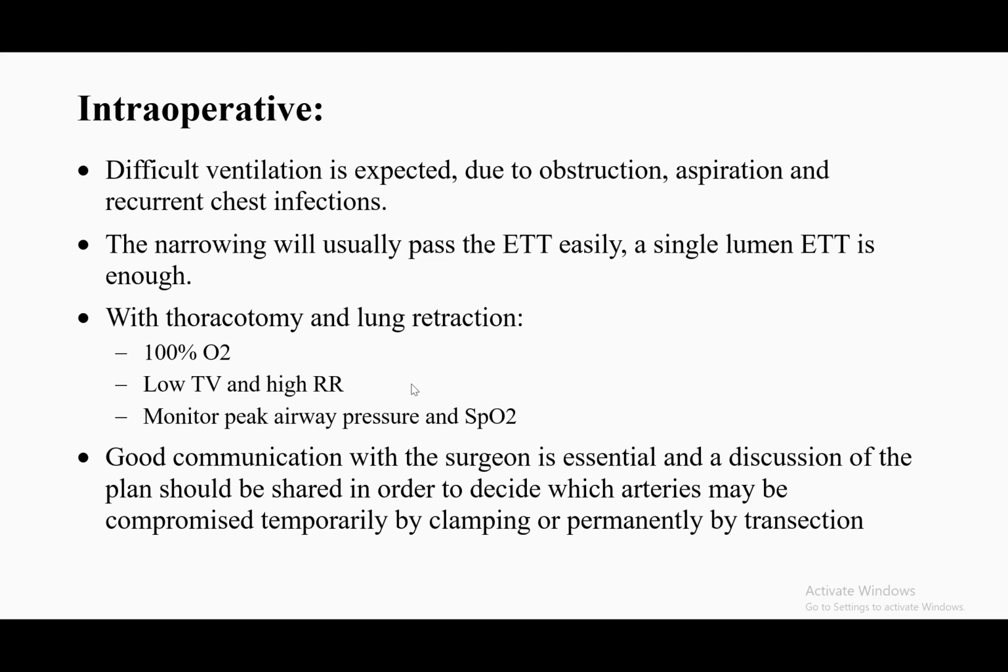Intraoperative difficult ventilation is expected due to obstruction, aspiration, and recurrent chest infection. The narrowing will usually pass the endotracheal tube easily because it is not fibrosis, it is compression from outside. So usually you can pass an endotracheal tube easily unless there is fibrosis. With thoracotomy and lung retraction, we give 100% oxygen, low tidal volume, high respiratory rate, monitor peak airway pressure and saturation.